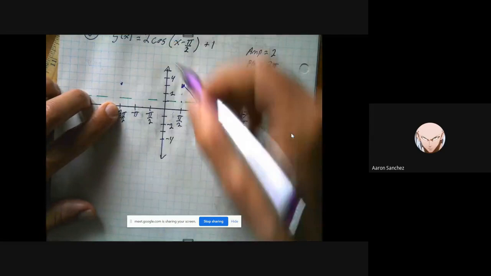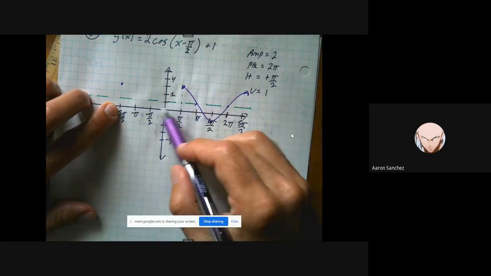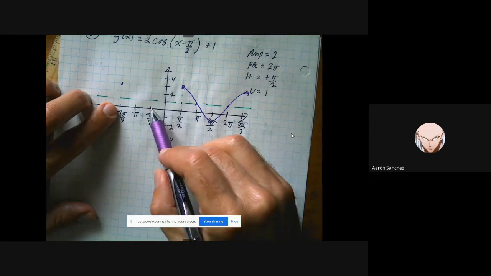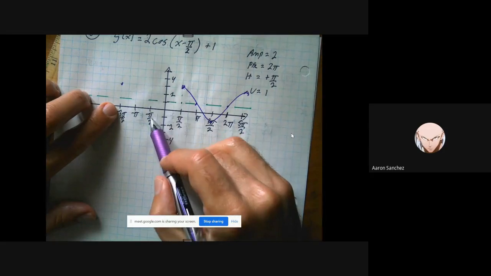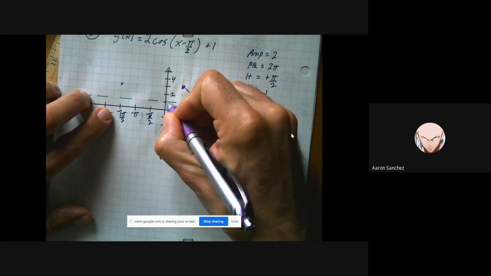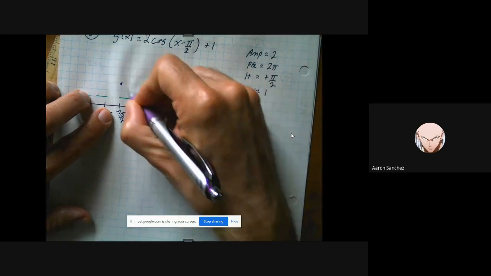Or you can repeat the pattern, right? You go up, then you go down. But my midpoint should be right here. 1, 2. It should be here. So I go down 2 right here. And my zeros are in between. 0, 0, and we go. Woo.